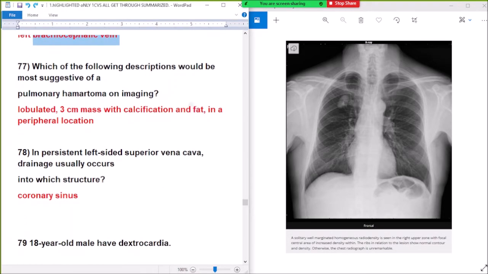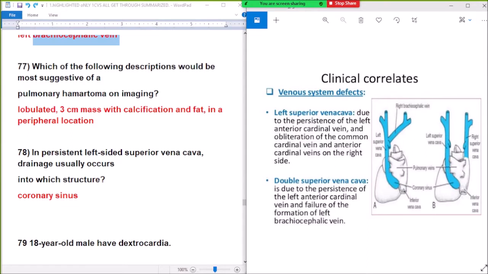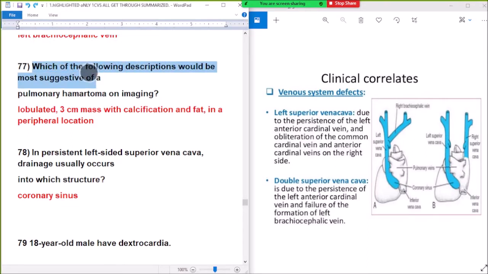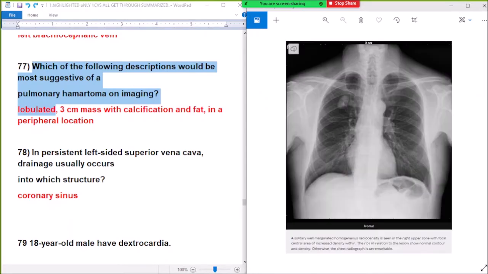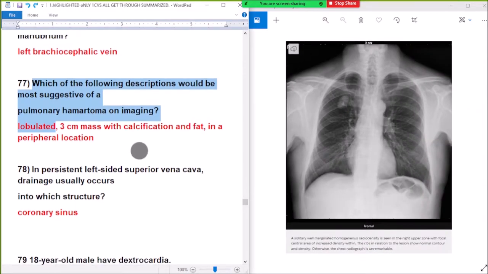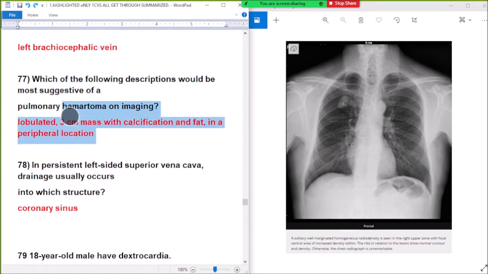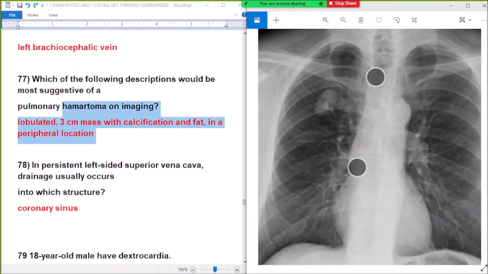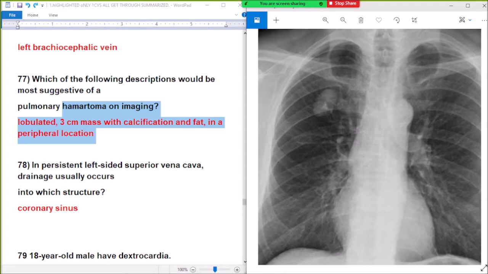Question number 77. Which of the following descriptions would be most suggestive of pulmonary hamartoma imaging? Okay, here is pulmonary hamartoma. Lobulated 3 cm mass with calcification and fat in a peripheral location. What will suggest pulmonary hamartoma imaging? Lobulated 3 cm mass with calcification and fat in a peripheral location.